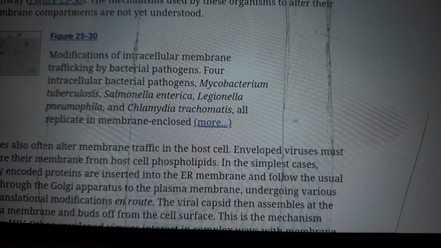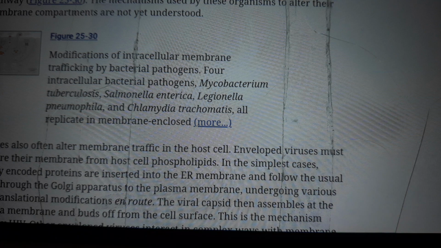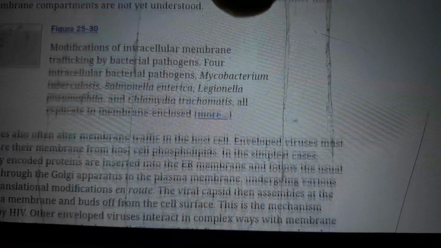Chlamydia trachomatis, a sexually transmitted bacterial pathogen that can cause sterility and blindness, replicates in a compartment that seems to be most similar to part of the exocytic pathway. The mechanisms used by these organisms to alter their membrane compartments are not yet understood.